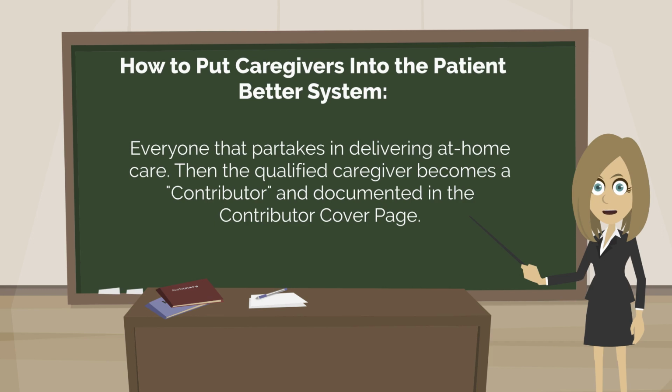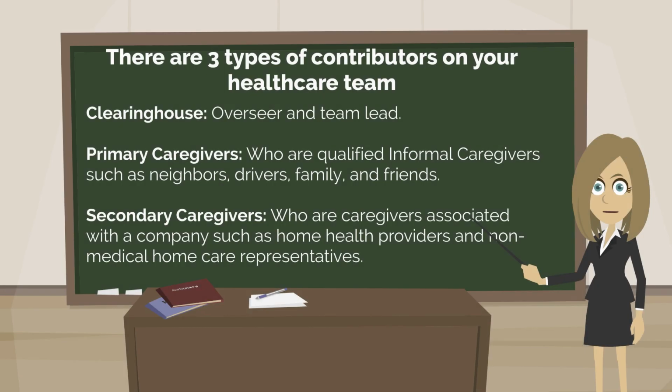Then, the qualified caregiver becomes a contributor and is documented in the contributor cover page. There are 3 types of contributors on your healthcare team. The first is a clearinghouse, which acts as overseer or the team lead. The second are primary caregivers, who are qualified informal caregivers, such as neighbors, drivers, family, or friends. And lastly are secondary caregivers, who are caregivers associated with a company, such as home health providers or non-medical home care representatives.